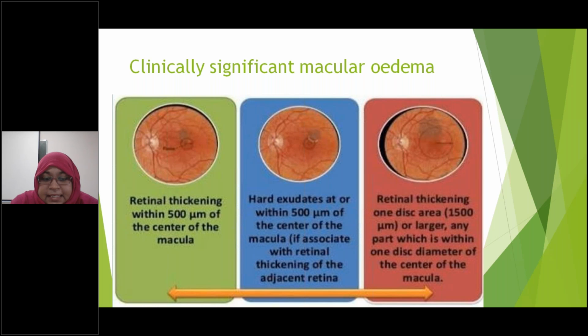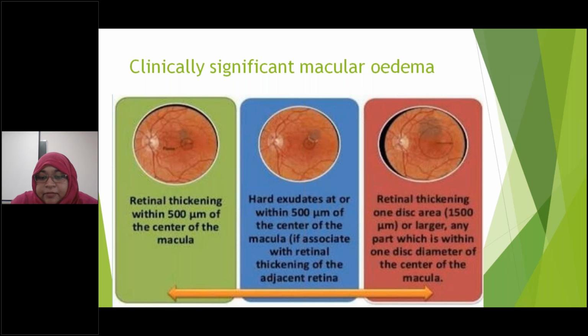The second criterion is hard exudates at or within 500 microns of the center of the macula, and it must be associated with retinal thickening of the adjacent retina. If there is no thickening and only hard exudates are present, it does not satisfy the criteria. Okay, hard exudates should be present along with the retinal thickening.